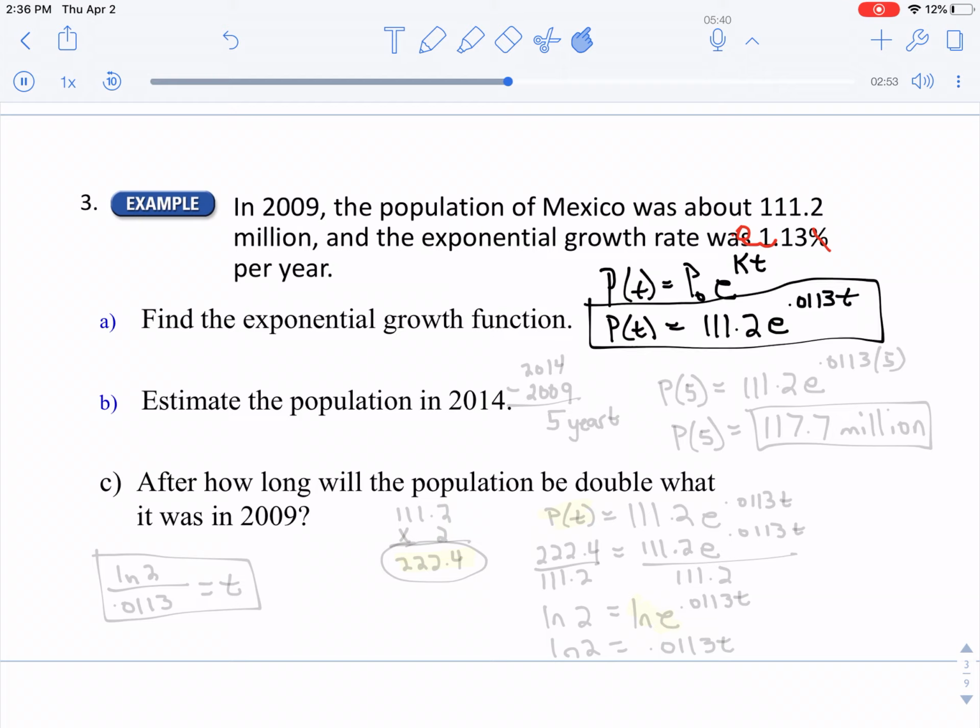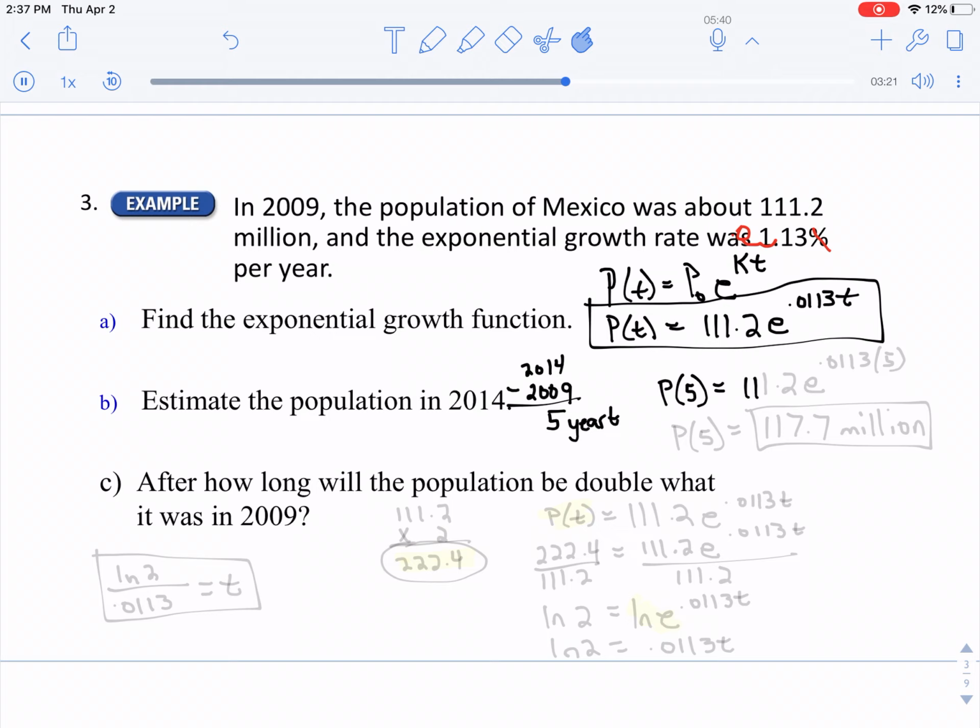Now it wants us to estimate what was New Mexico's population in 2014. Well, the initial year was 2009, and the present year is 2014, so you subtract those, and 5 years have passed. So that's our t now. So we're going to go into this formula, the population formula, P sub t, but now we're finding P sub 5. We want to know what the population is in 5 years.